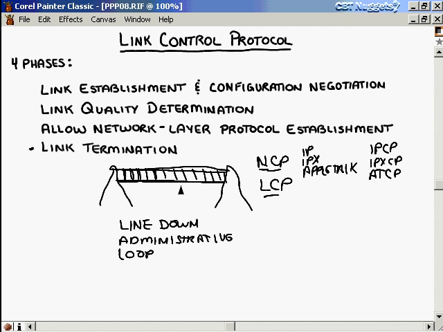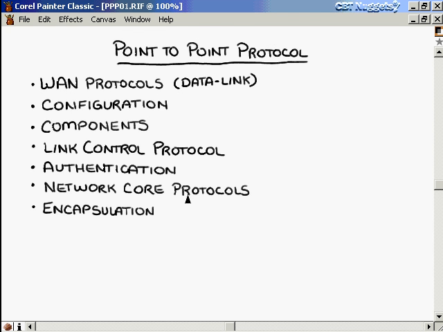So far in this nugget, we saw exactly where PPP stands among all the other WAN protocols. We also looked at the command used for configuration. We saw the components, and there were 4. And then we also saw that there were 3 classes of LCP types of frames, and we also saw that there were 4 phases within LCP.